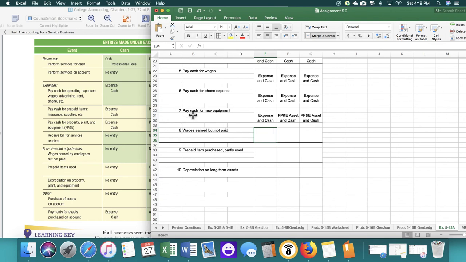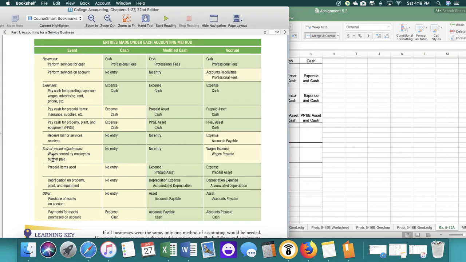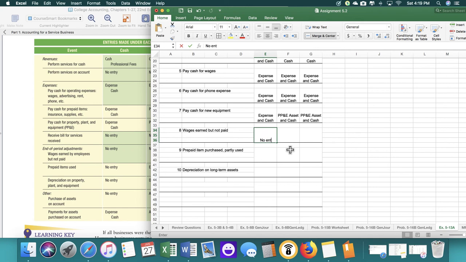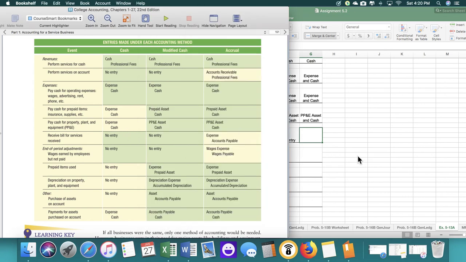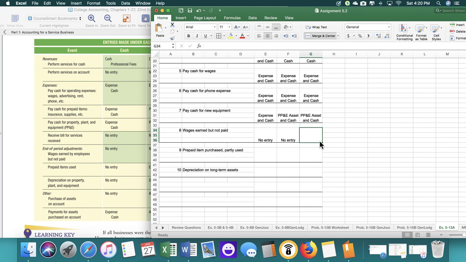Wages earned but not paid. So we already saw this one. Wages earned by employees but not paid. So cash and the modified cash is going to have no entry. Here we're going to have wages payable and wages expense, just like when we are adjusting an entry at the end of the period.